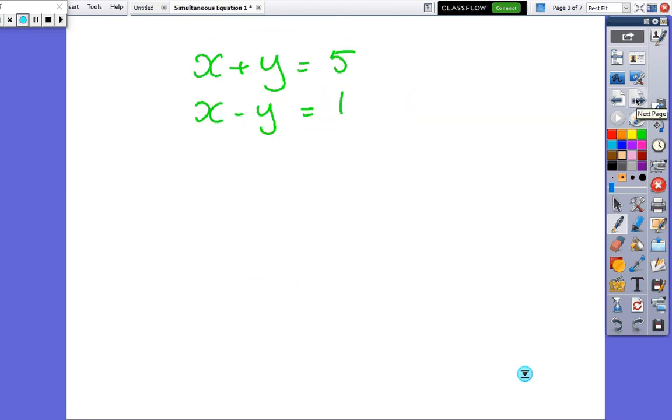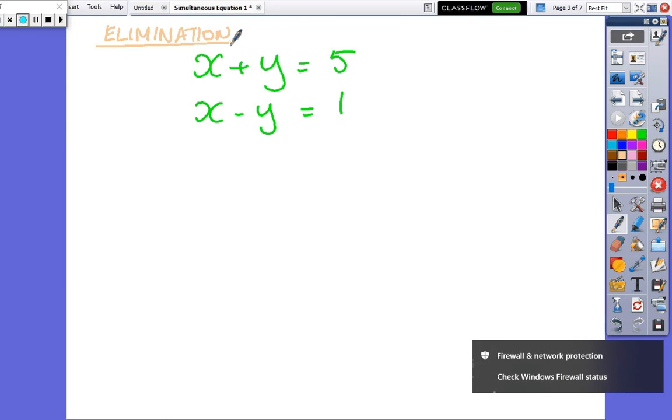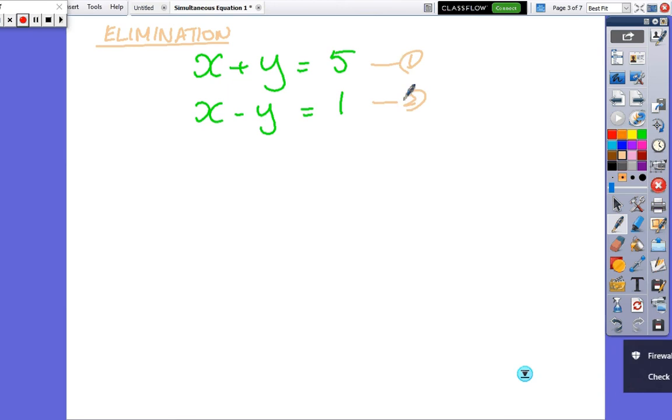But if you get a second equation, we can narrow it down to one particular solution. This method is called elimination, and we'll be looking at two others in other videos. In elimination, we're trying to get rid of something. If this is equation 1 and this is equation 2, if I add the two equations, x plus x is 2x, y plus minus y, the y's are eliminated, so you get nothing, and then 5 plus 1 equals 6.